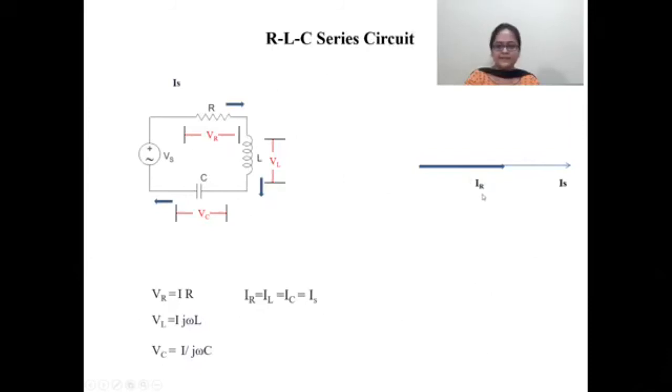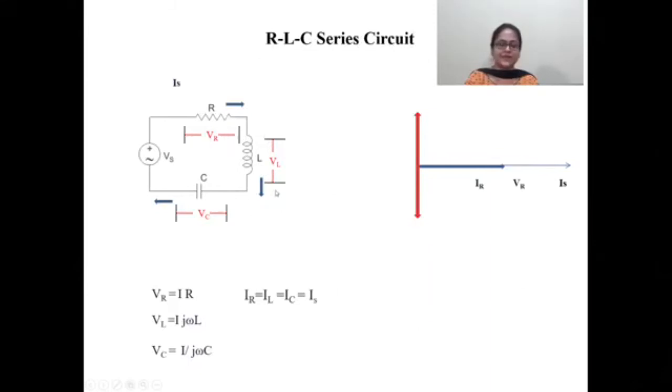This is the reference for current across the resistance. Same is the phase for voltage across the resistance. We have drawn these two phases which are 90 degrees. Let us say for inductance.